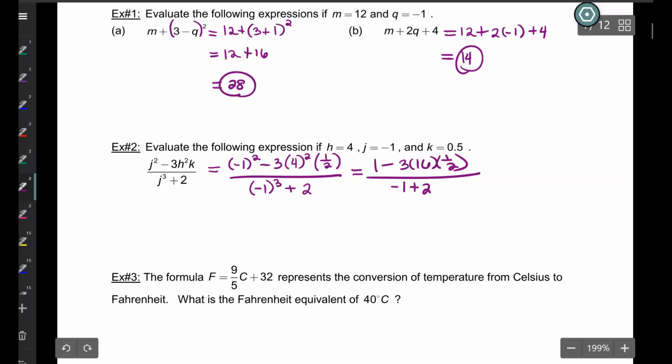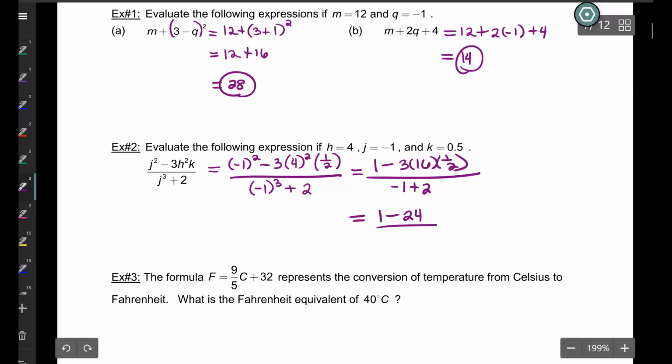Negative 1 plus 2. Okay. So what's 3 times...? Now, one of the things I did not go over, but you learned commutative property for multiplication, meaning you can multiply 16 times a half or 1/2 times 16. As long as these are all multiplication, I can multiply them in different orders. So I can just look at this as 1 minus, and then half of 16 is 8, times 3, 24.